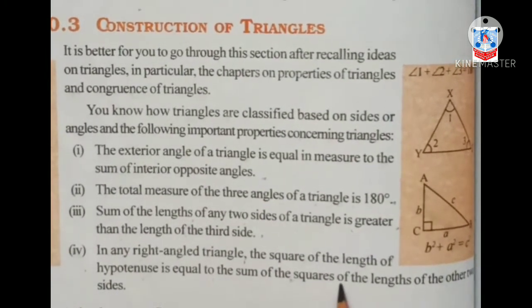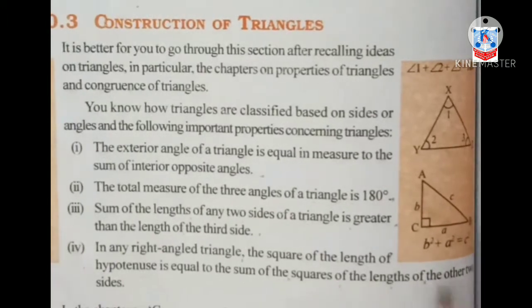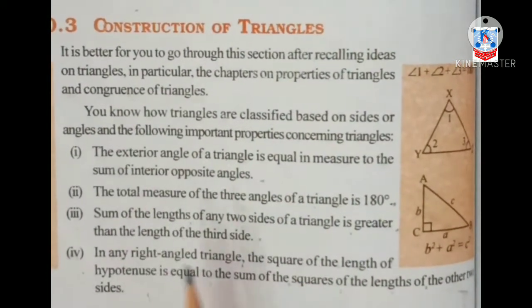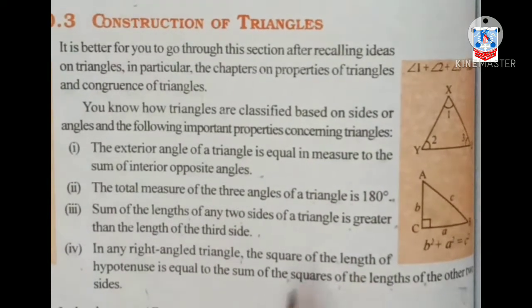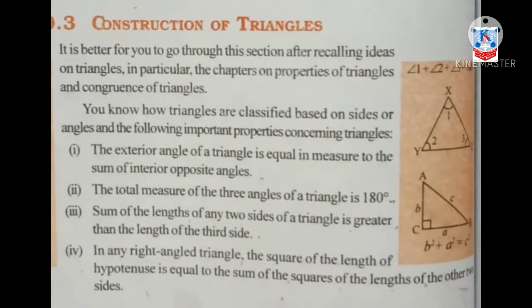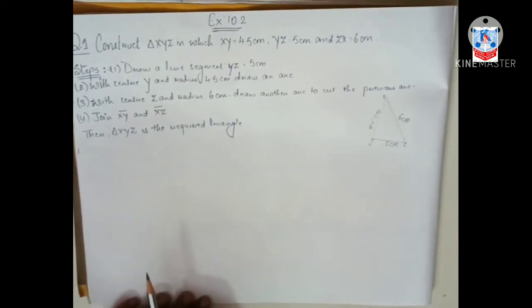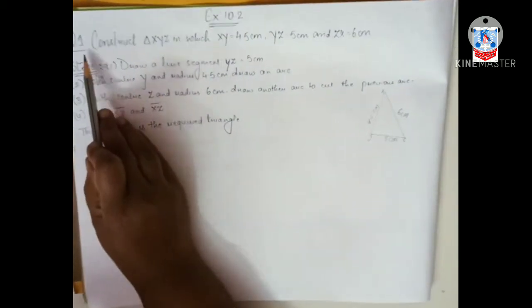Number 4, in any right angle triangle, the square of the length of hypotenuse is equal to the sum of the squares of the lengths of the other two sides. This we have done in our chapter number 6 and 7. Is it clear? Let us start with our exercise 10.2, question number 1.